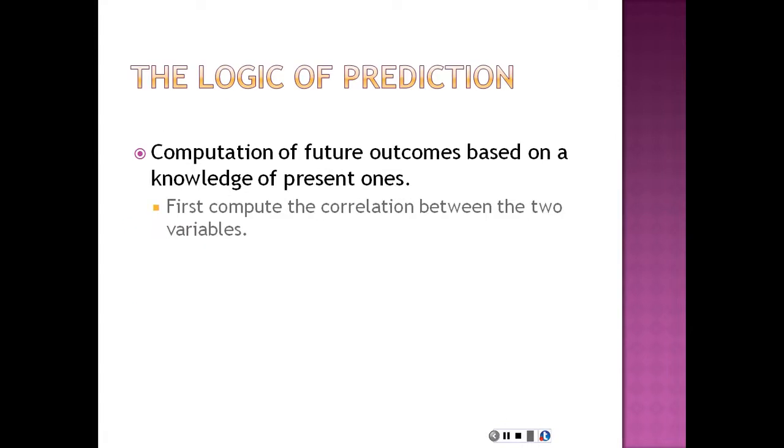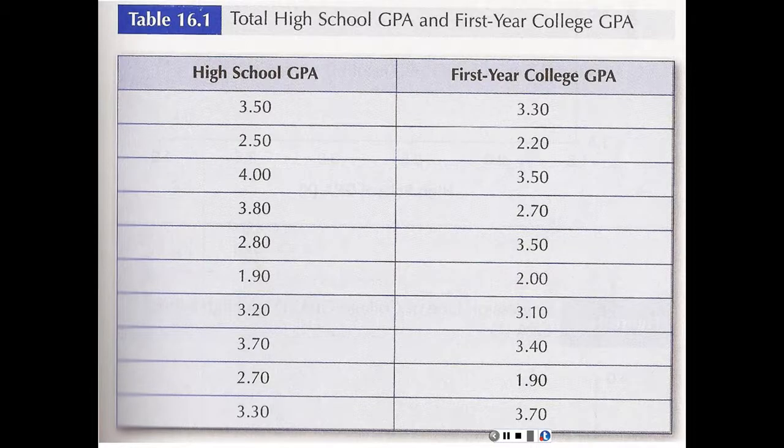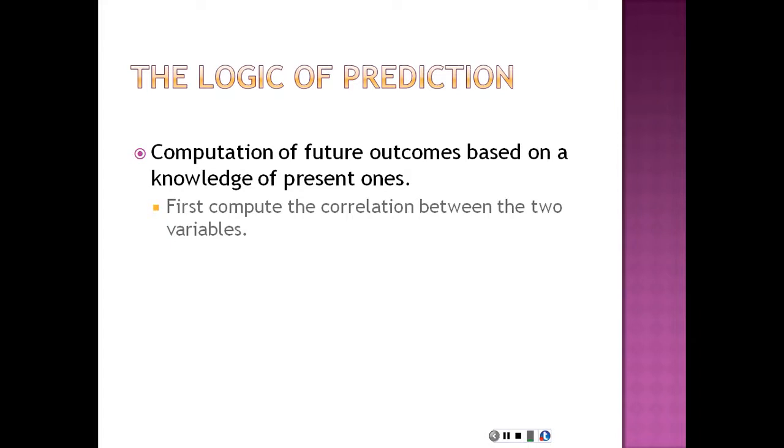So let's look at the logic of prediction. Before we begin with the actual calculations and before I show you how correlations are used for prediction, let's understand the argument for why and how prediction works. And then we'll continue with the example of predicting college GPA from high school GPAs. Prediction is the computation of future outcomes based on a knowledge of present ones. When we want to predict one variable from another, we need to first compute the correlation between those two variables, just like what we did last week. That was kind of like step one in the regression process.